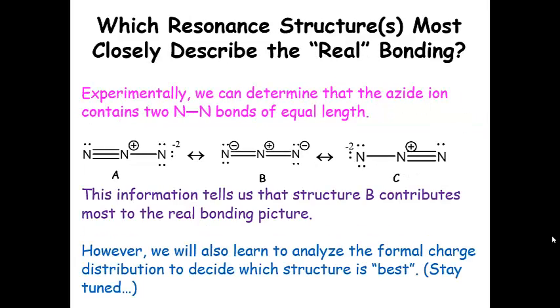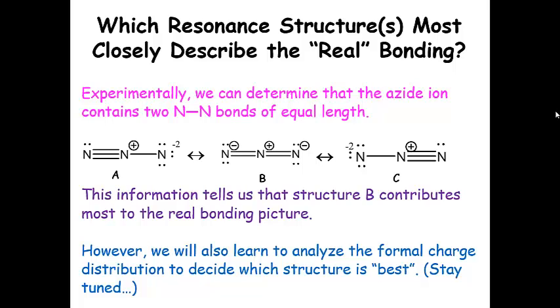Now, we're going to talk about this molecule again at the end, but right now let's just compare the three different structures to the experimental evidence. And that is that the azide ion contains two nitrogen-nitrogen bonds of equal length. Now what do we know about bond lengths for triple bonds, double bonds, and single bonds? Single bonds are longest, triple bonds are shortest, and double bonds are in the middle, okay?